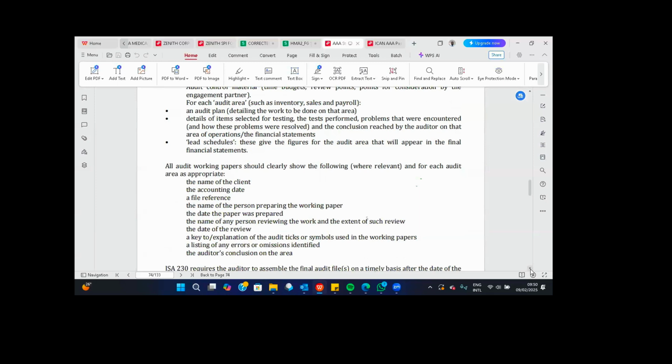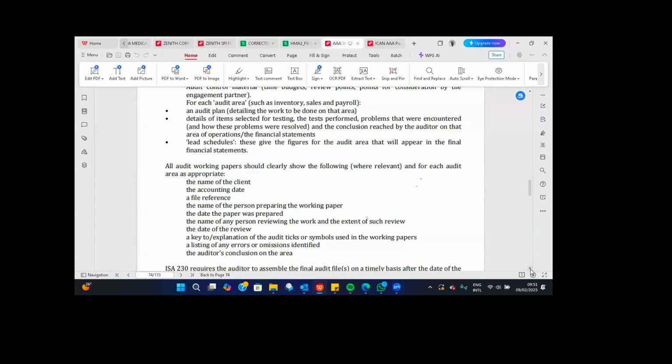Okay. Now, what are the characteristics of an audit file or audit documentation? If you pick a typical audit working paper, what are the likely things you are going to see there? We call it characteristics. So a good audit working paper, we have what? One, the name of the client. The name of the client must be boldly written. Two, the accounting date, the year under review, must be boldly written on it. Three, a file reference, if there is a need for a reference made, whether to a previous audit working paper or not, they need to put it there.